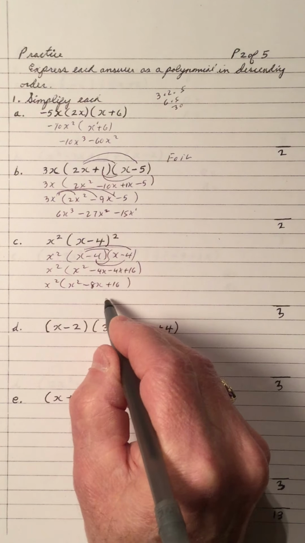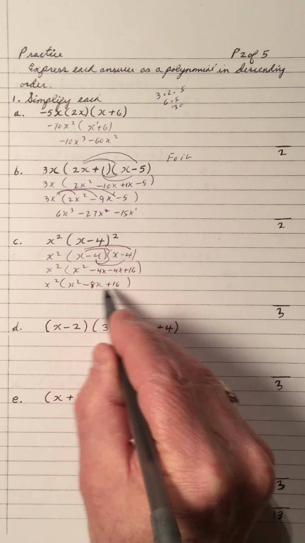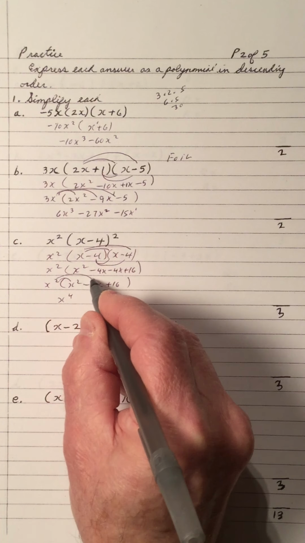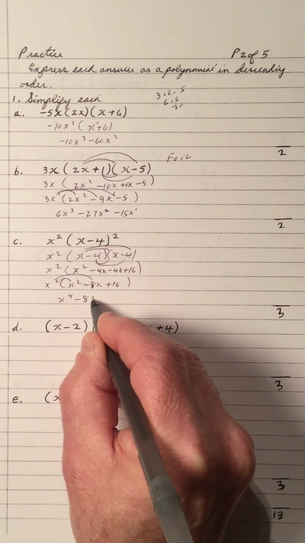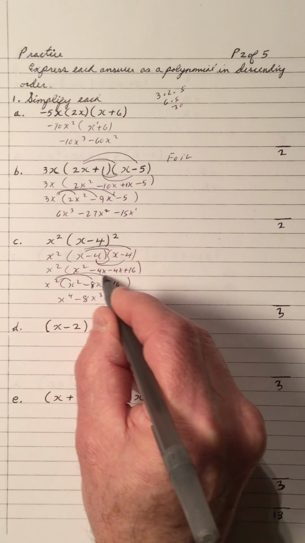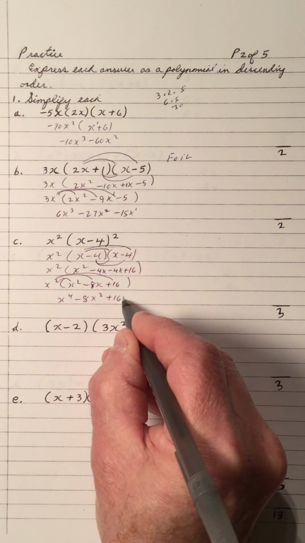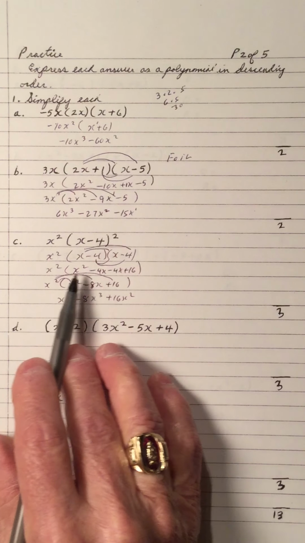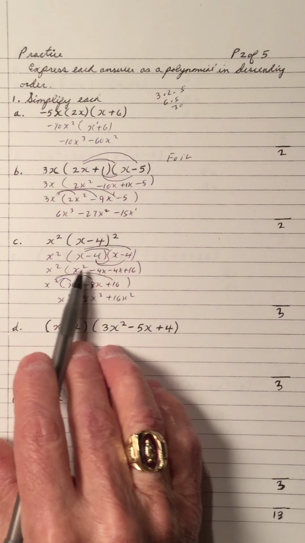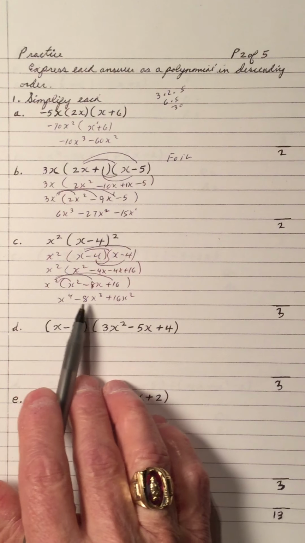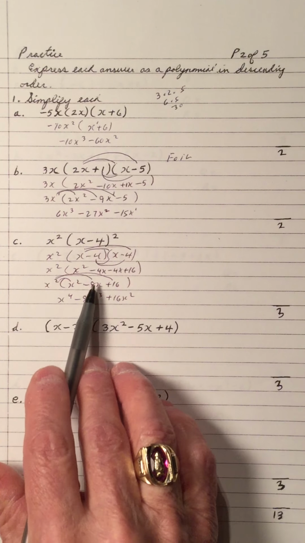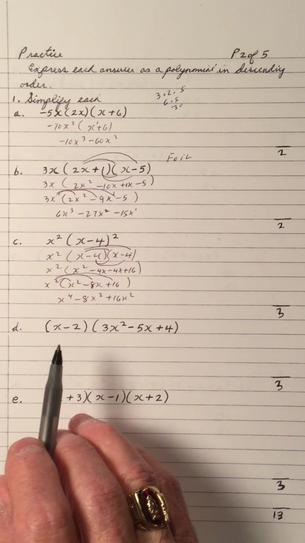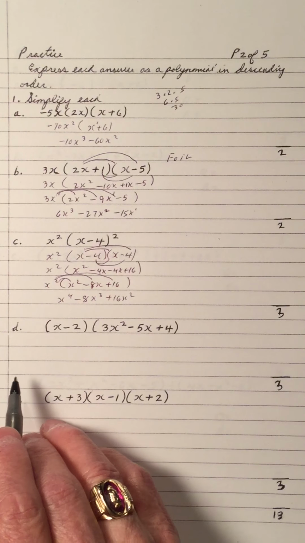I add up my like terms. Now I multiply x squared by each of these. So x squared times x squared, x to the fourth. X squared times negative 8x, negative 8x cubed. X squared times 16, 16x squared. Done. And notice I'm showing every step. If I made a mistake and didn't have the right answer, I'd be able to go back through and find out where my mistake was. Showing your workings helps you to find your mistakes if you make mistakes.